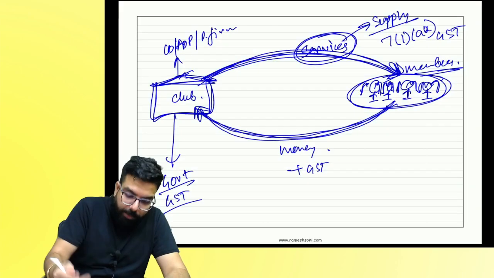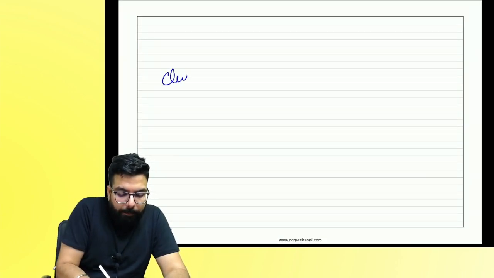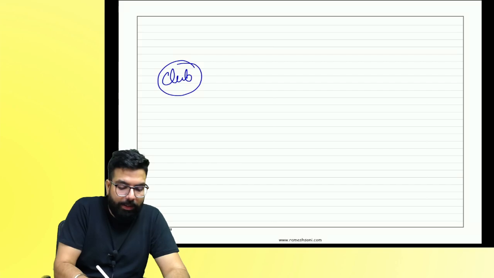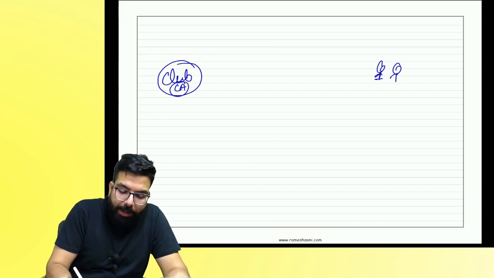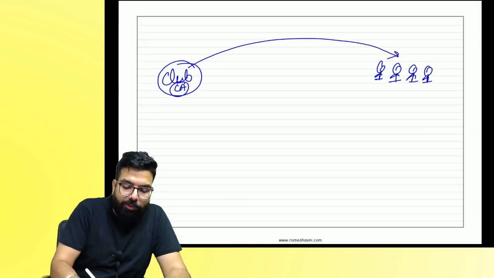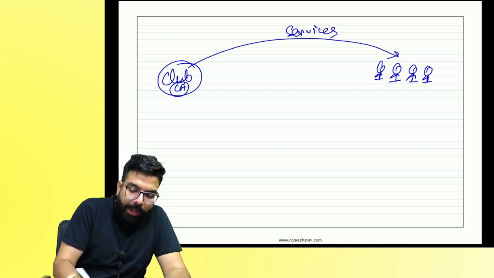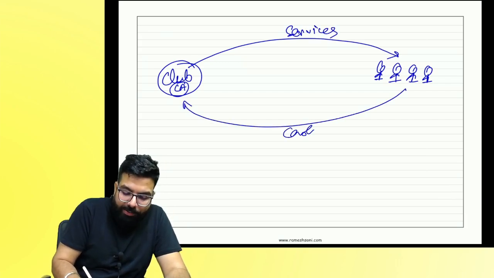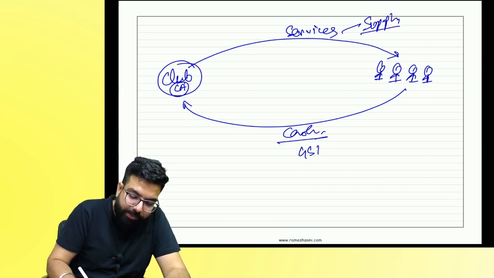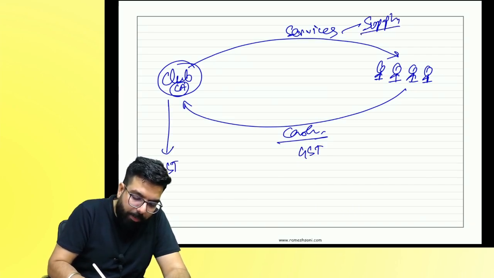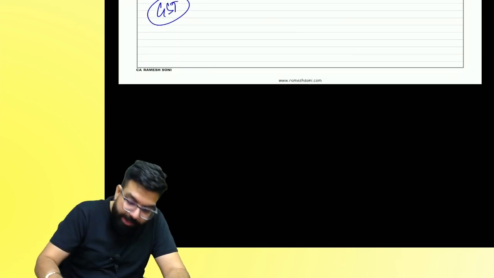What does that mean? Supposing there is a club, a chartered accountants club, and there are members. I want to ask you this question. The club gives services to the members and members give them cash per annum. Is it a supply? Will GST be charged? Will they have to pay GST to the government? Yes, story over.